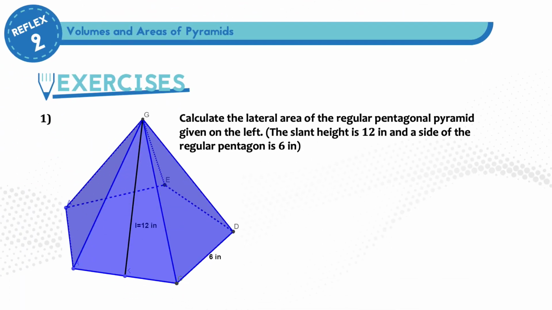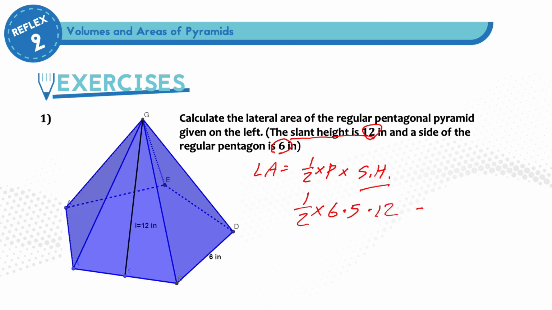Number 1, calculate the lateral area of the regular pentagonal pyramid given on the left. The slant height is 12 inches and the side of the regular pentagon is 6 inches. Alright. The lateral area is equal to 1/2 times the perimeter times the slant height. So the slant height is 12. And a side of the regular pentagon is 6. So 1/2 times 6 times 5 sides times the slant height, which is 12. So that is equal to 180. And that would be square inches. Done.